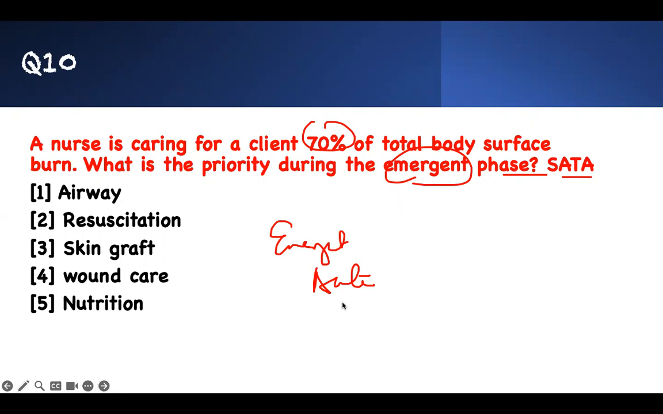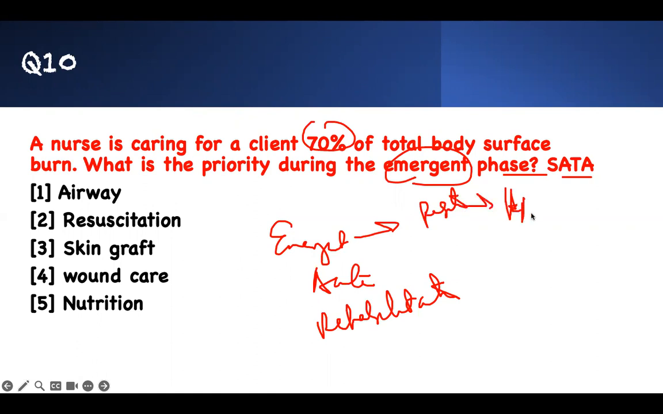So these are the stages of burn and what you do with it. Emergent, acute, and then sometimes we call it the rehabilitation stage. What you do in emergent is mostly resuscitation, and the key number one is airway. Manage their airway and give them fluid.